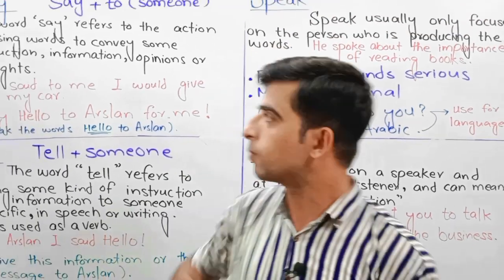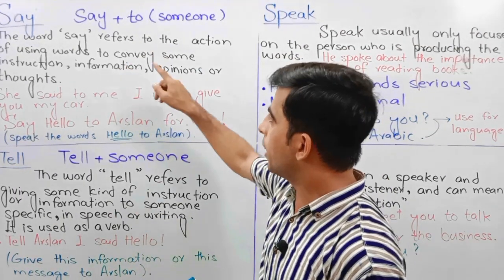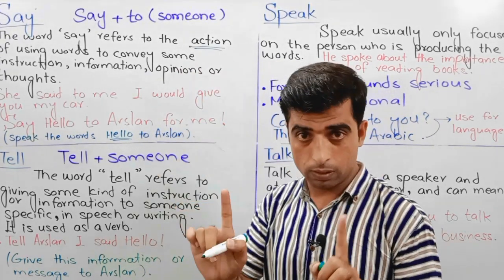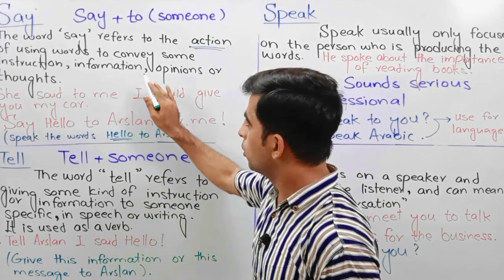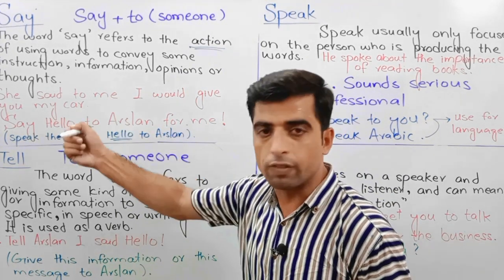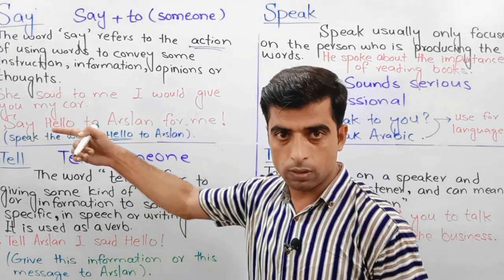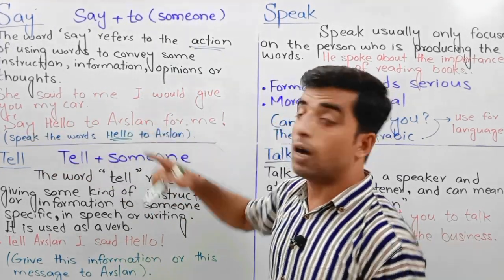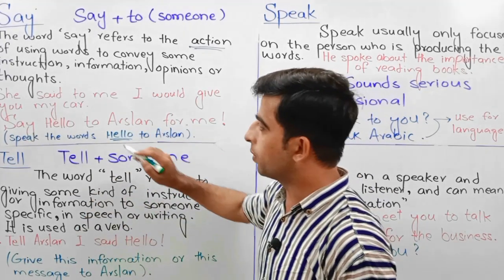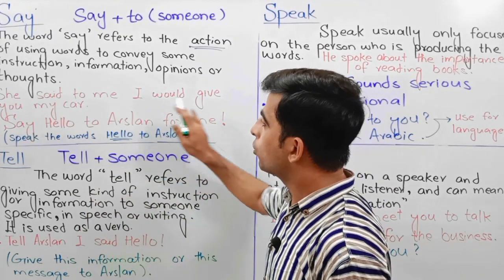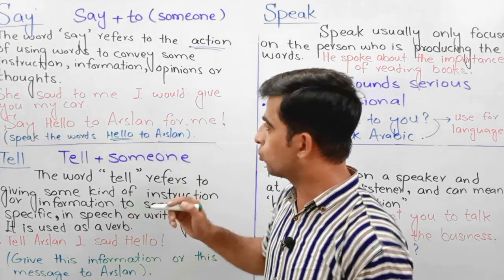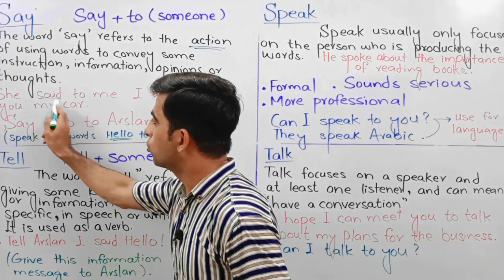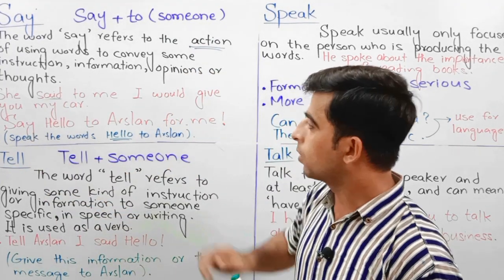So let's start. Say. The word say refers to the action of using words to convey, to transfer some instruction, some information, opinions, or some thoughts. Example: she said to me, I would give you my car. She said to me. That is the information which is conveyed by using the word said.